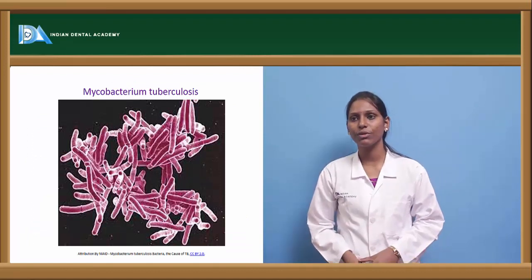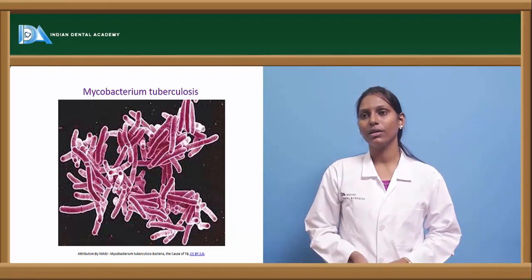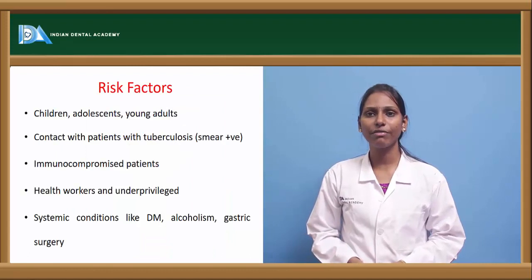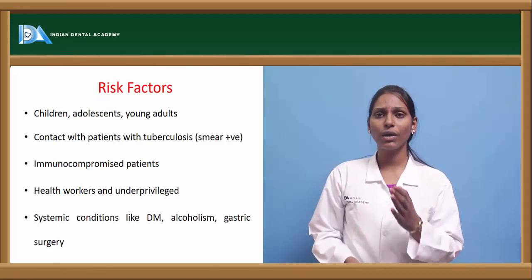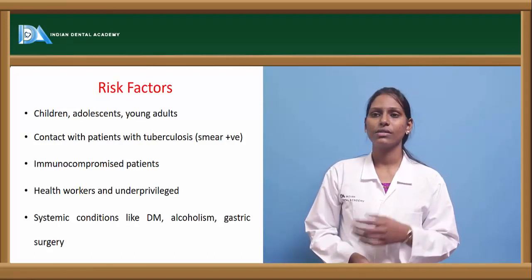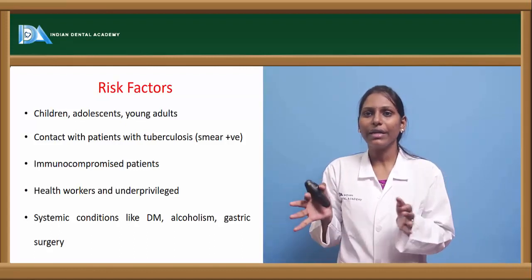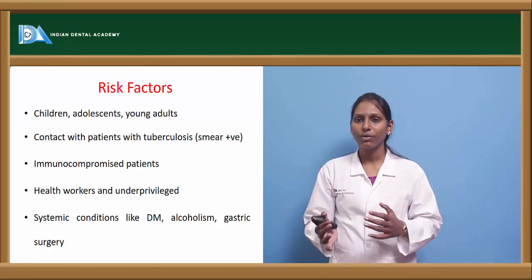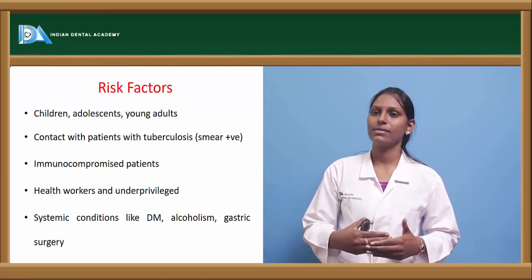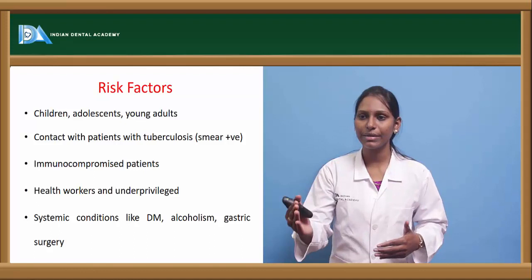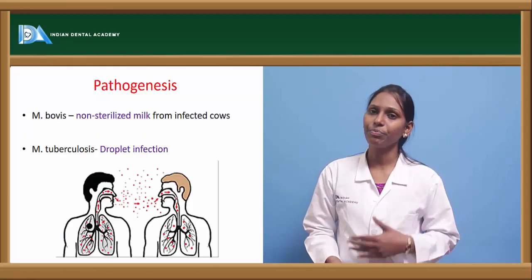Now, coming to Mycobacterium tuberculosis, it is usually a rod-shaped bacterium which is the causative organism, and this picture shows a Mycobacterium tuberculosis here. Normally, the risk factors are usually seen in children, young adolescents and adults, and patients who are in close contact with patients with tuberculosis. It can be healthcare workers, or any underprivileged people living in unsanitized or very crowded areas, places with overcrowding and increased density of population. Patients who are immune compromised, and patients with systemic conditions such as diabetes mellitus, alcoholism, or any gastric surgery, all these factors are risk factors for tuberculosis.